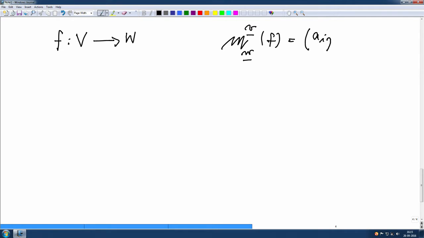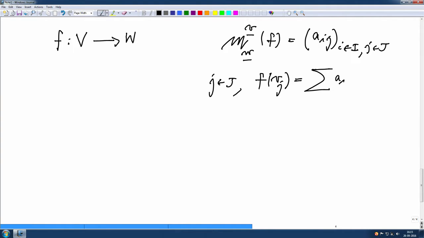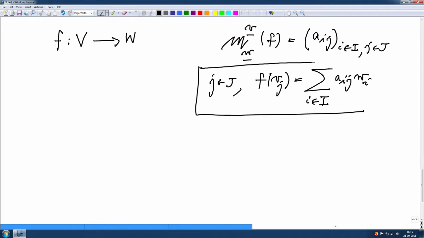And one should write it every day at least once. This A_ij, i is in I, j is in J. These are defined for any j in J: f of v_j, the jth vector in the basis of V, is written in terms of the basis of capital W. These equations give you back the linear map. So v is a basis of V and w is a basis of W.